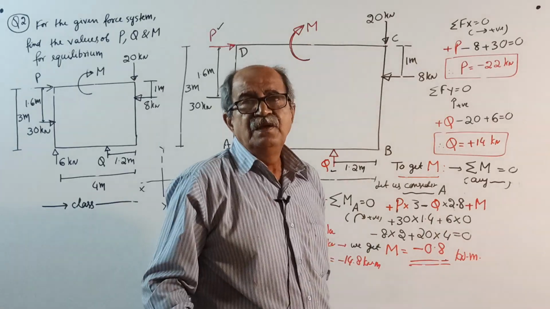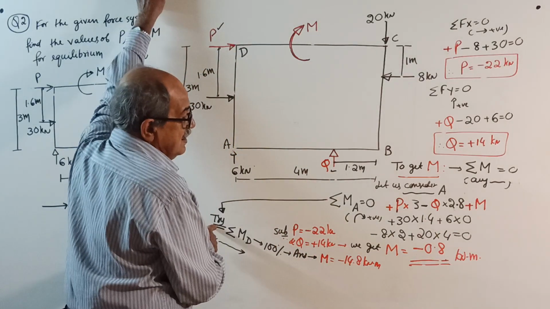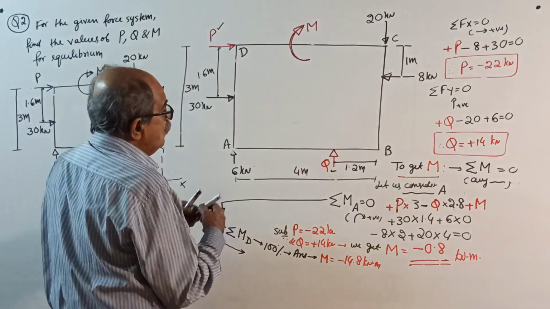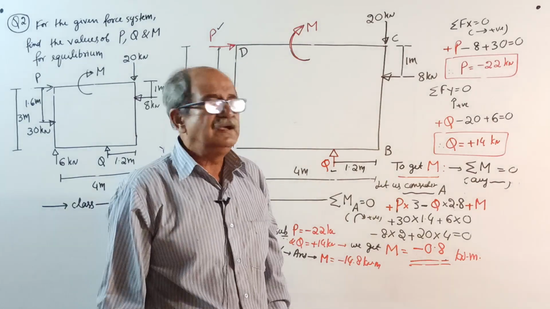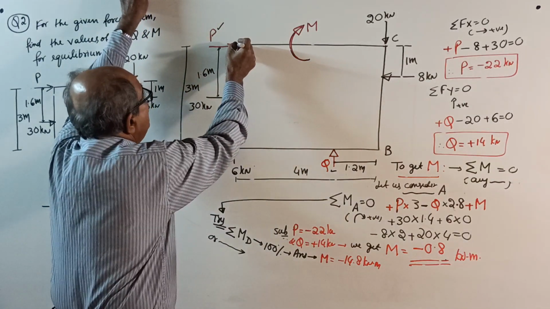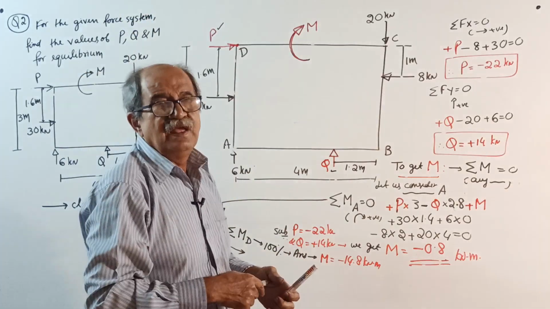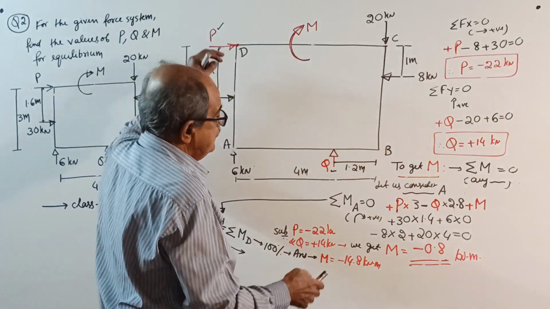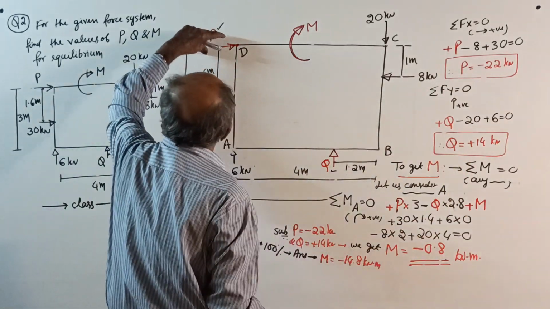Now, you can do one thing. Make a note: sigma M you can apply about any point. We considered A, but instead of A, you can consider point D also. Try D and see what happens. This is cancelled. So once you get P and Q, to get M, take moment about D.